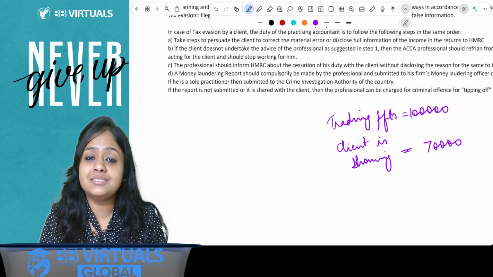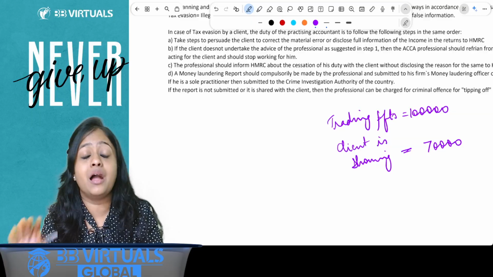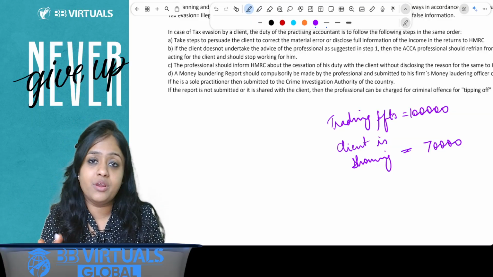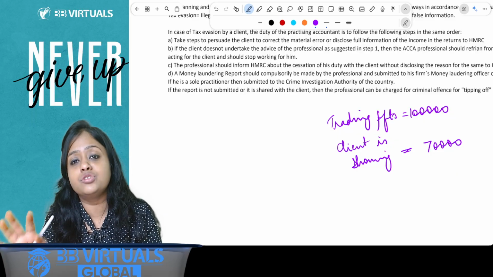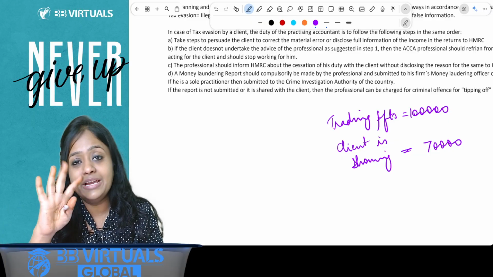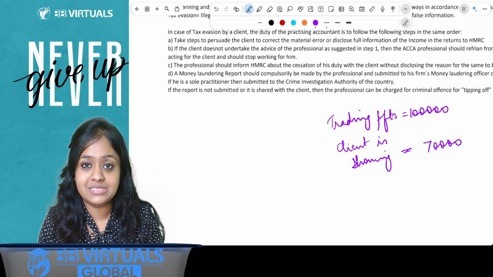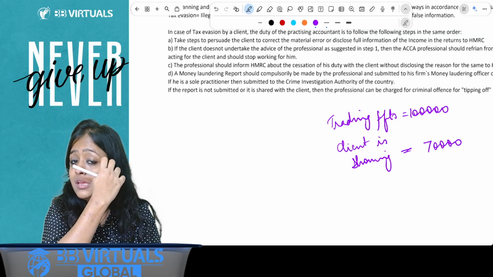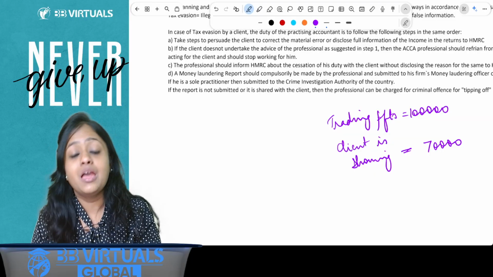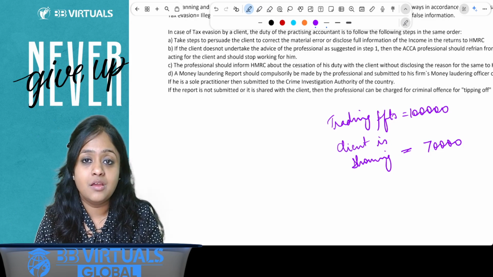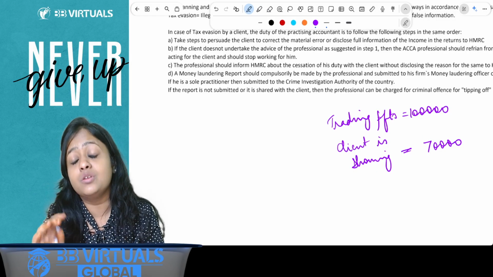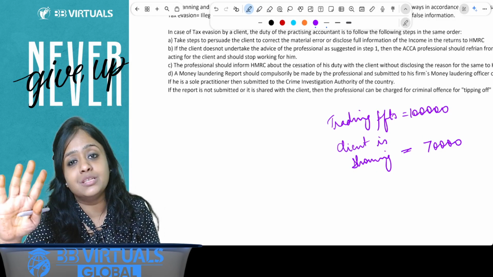But let's say the client says, I am not going to take it back. I am not going to show my full income, I will still continue to show my reduced income only and I'll hide this income. Then ideally what you should do, like we always suggest, is stop working for that client. You will cease to work for that client. You will inform HMRC. What will you inform HMRC about? You will inform HMRC that, look, I am not going to work for this client.